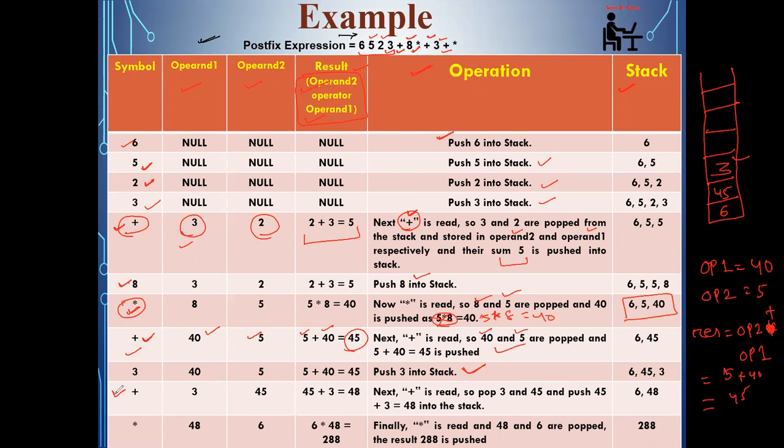Okay. Now after 3, you are encountering plus. So whenever you encounter an operator, again you have to do 2 pop operations. Okay. So let me change the values. So just follow the same procedure. Operand 1 will be 3, operand 2 will be 45, the result is 45 plus 3, which will become 48. And that 48 needs to be pushed inside the stack. Okay. So 48 will be on the stack top. Clear?